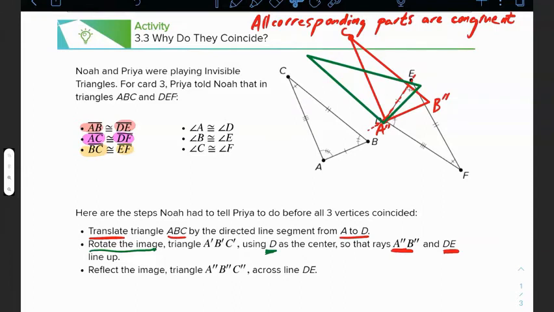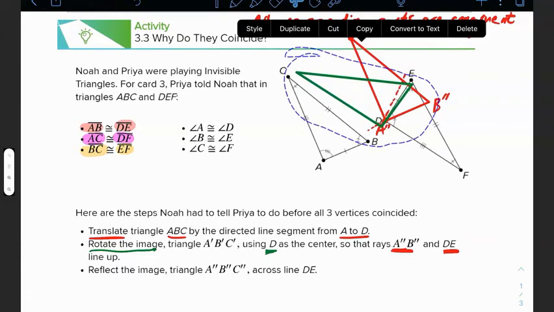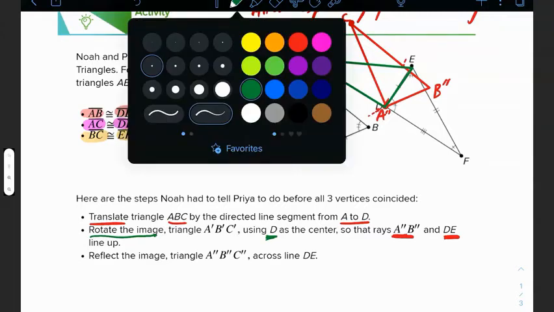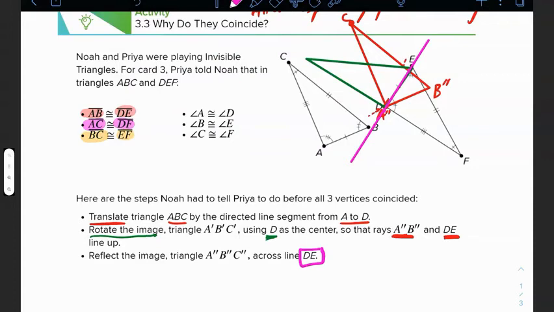Instead of just waiting for the image, I'll just get going, and then hopefully the image updates pretty soon. It looks like it's doing it right now. There we go. All right, and then it says reflect. So we're going to reflect triangle A double prime, B double prime, C double prime, so the green triangle, across DE. DE is this line right here. If we do that, your green triangle will reflect across and map perfectly onto this other triangle.